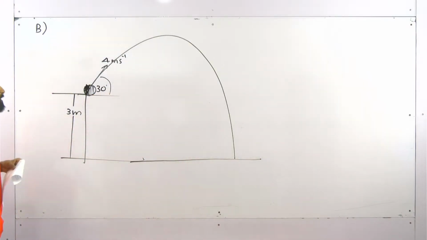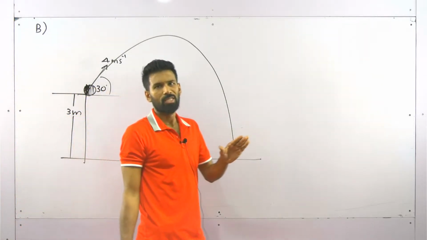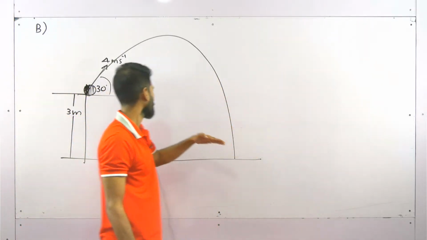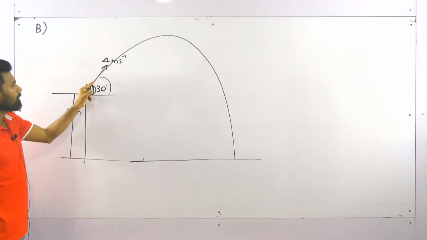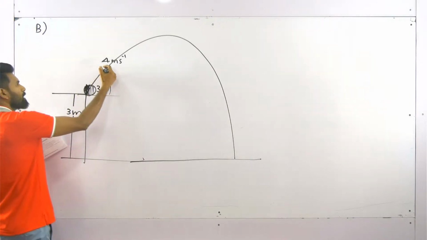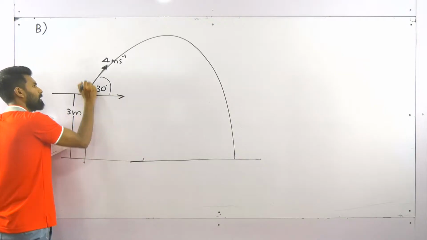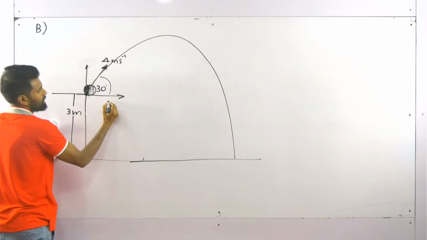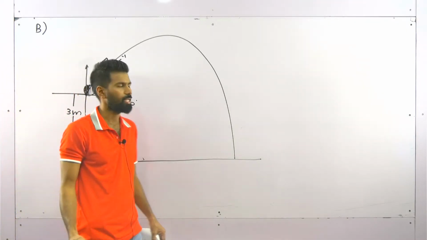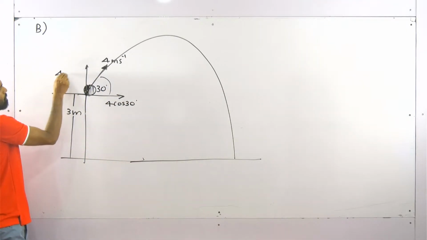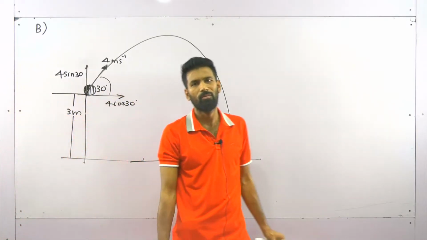In this projectile motion, when we project something at an angle to the horizontal, we can resolve this velocity vector into its horizontal and vertical components. 4 cos 30 is the horizontal component of the initial velocity, and 4 sin 30 is the initial vertical component of the velocity.